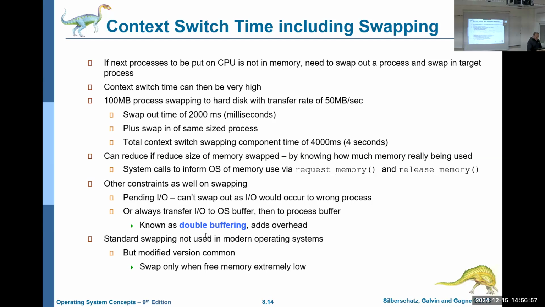Standard swapping is, I'm skipping this thing, wait. So here, always transfer the IO to an operating system buffer. In other words, always put it in the operating system, which is always in memory. And then the operating system knows where the process is when the new process comes in, and we'll copy it to that particular process. So this is known as double buffering.